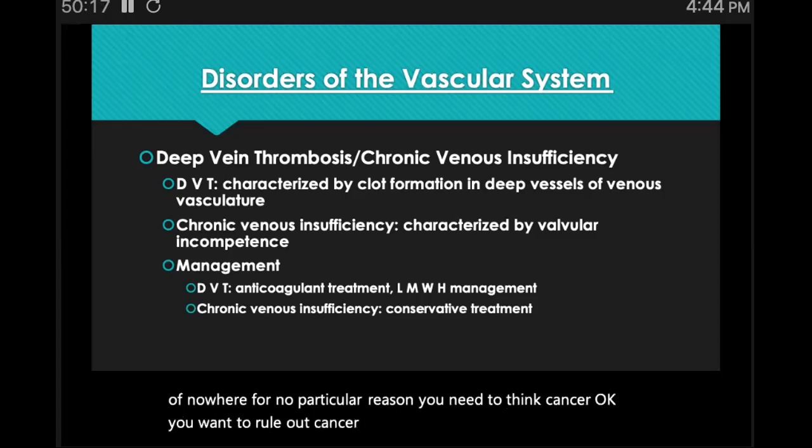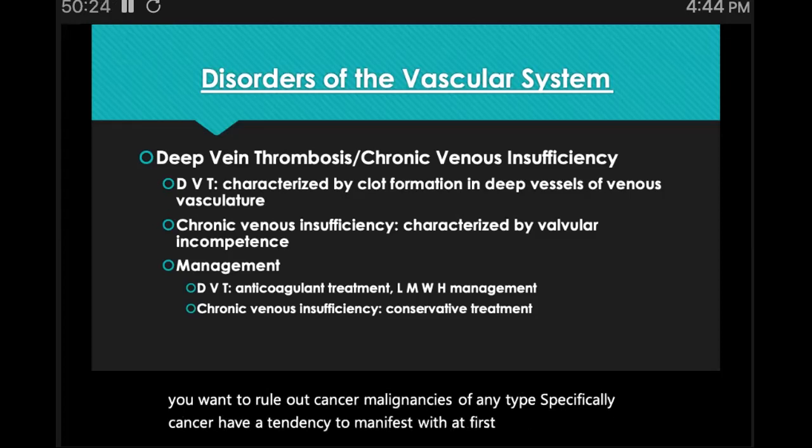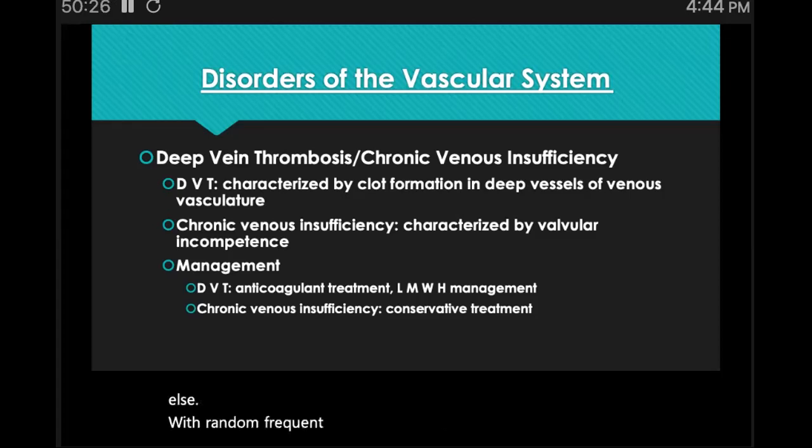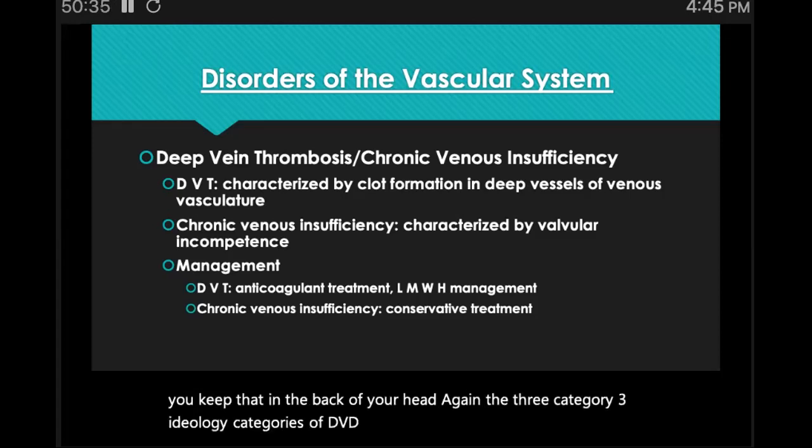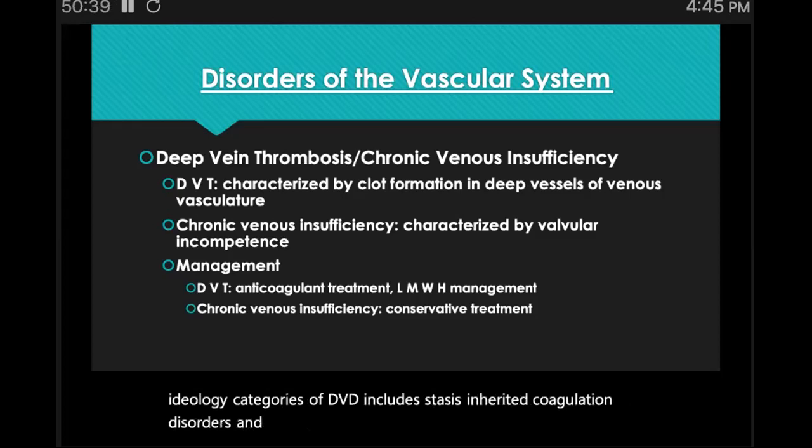You want to rule out cancer. Malignancies of any type, specifically cancer, have a tendency to manifest with, at first, before anything else, random frequent blood clots. All right, guys, so just make sure you keep that in the back of your head. Again, the three etiology categories of DVT include stasis, inherited coagulation disorders, and increased coagulation due to external factors. All right.